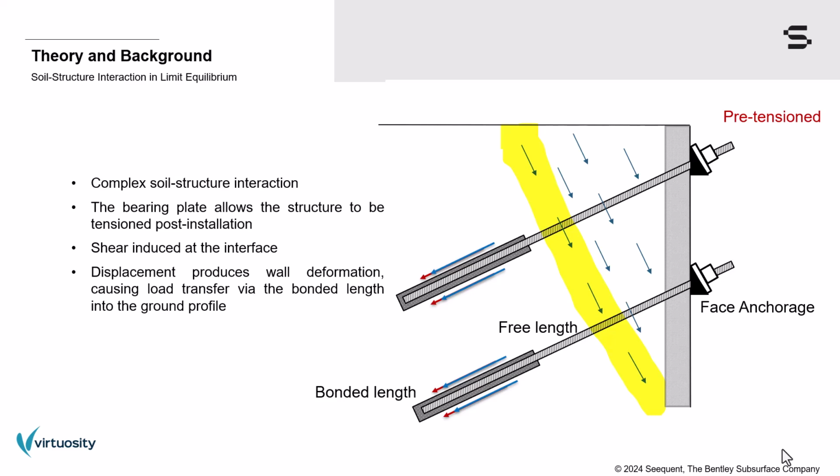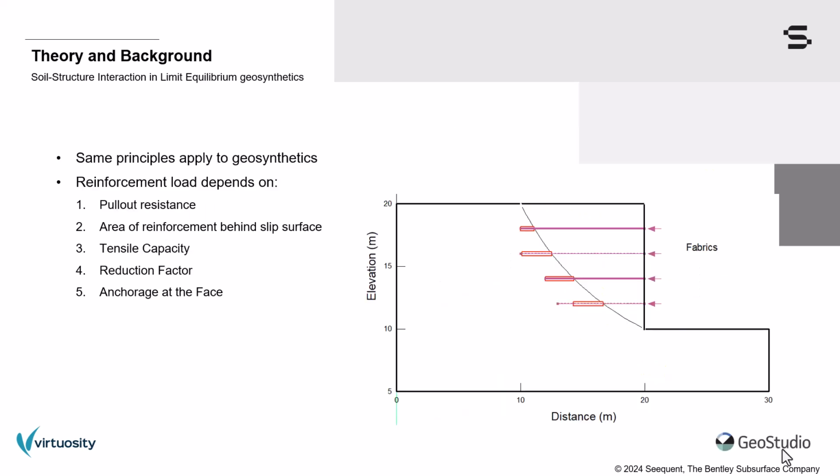In a limit equilibrium analysis, the effect of reinforcements is represented using a point load. All reinforcement is fundamentally the same. It is assumed soil structure interaction transfers load through the reinforcements and into the ground profile. We must therefore convert the shear mobilized behind the slip surface into the pull-out force acting on the sliding mass.